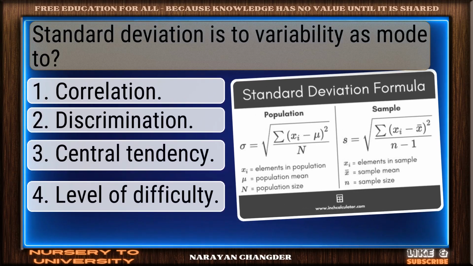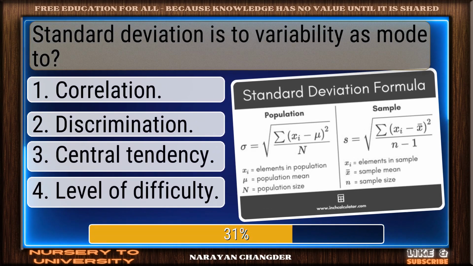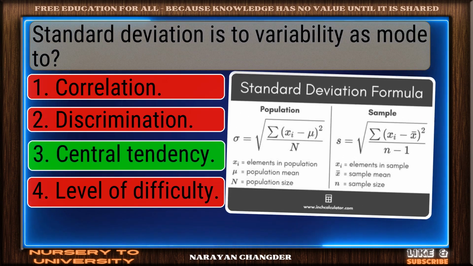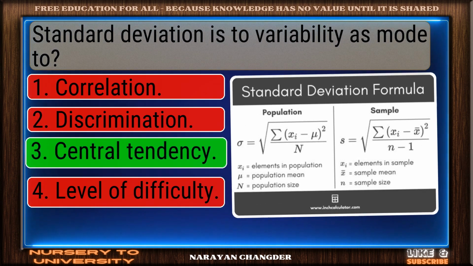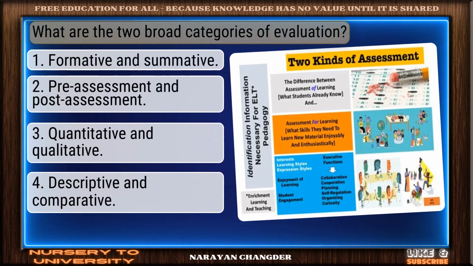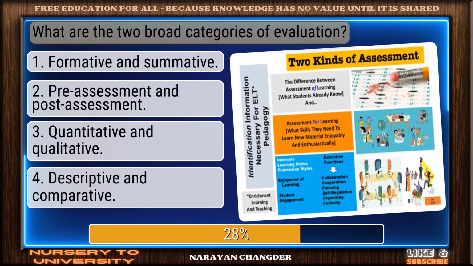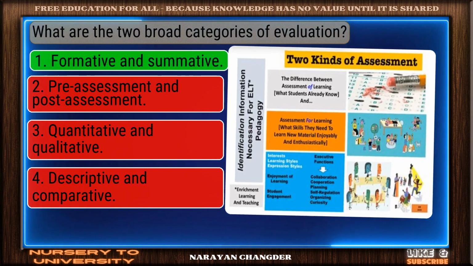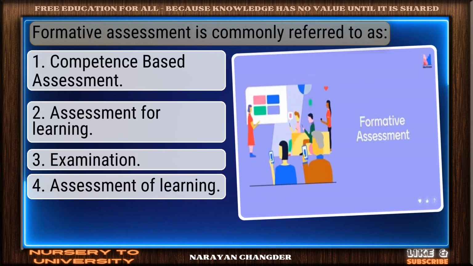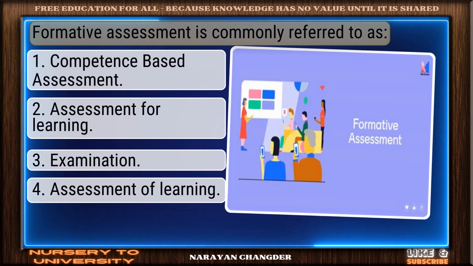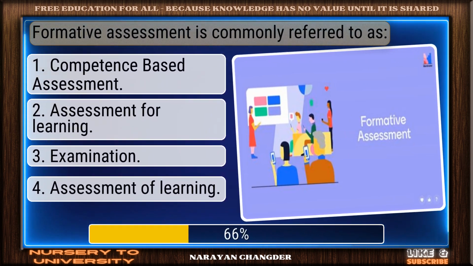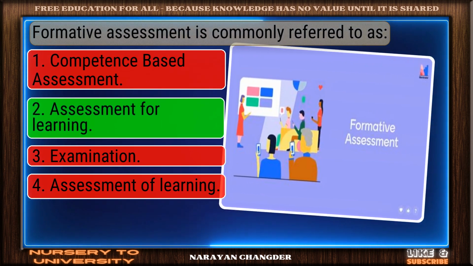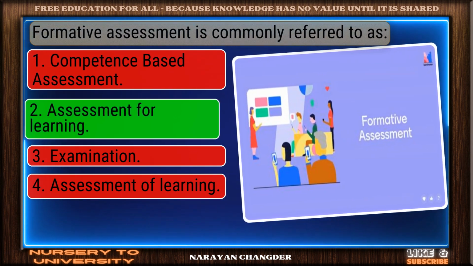Standard deviation is to variability as mode is to what? You chose central tendency, and it is correct. What are the two broad categories of evaluation? On track. Formative and summative is the correct answer. Formative assessment is commonly referred to as. Exactly. Assessment for learning makes sense and it is the right choice.